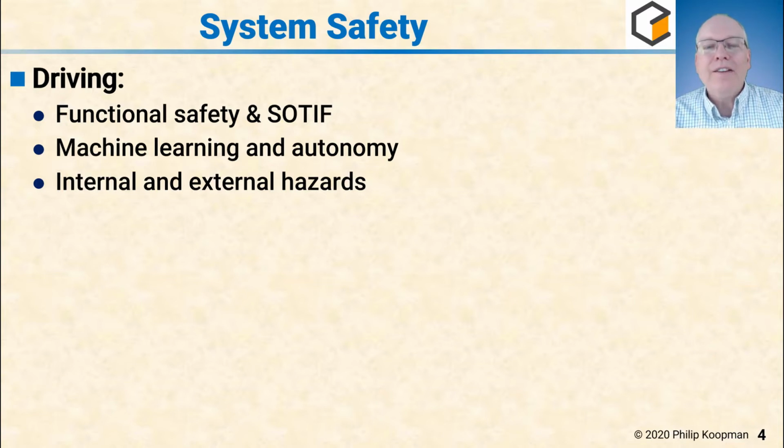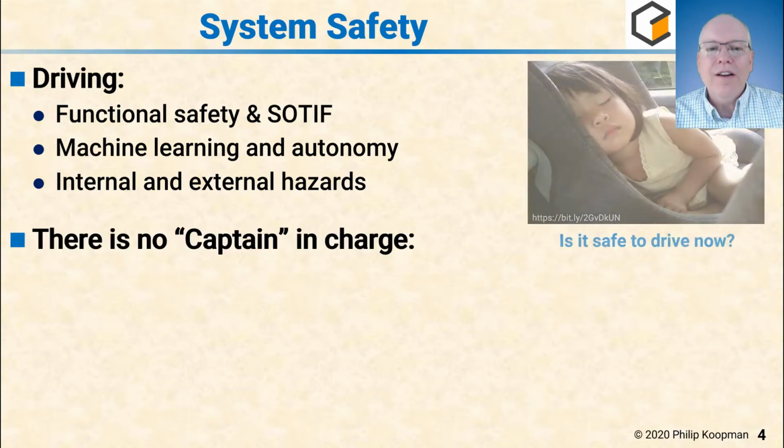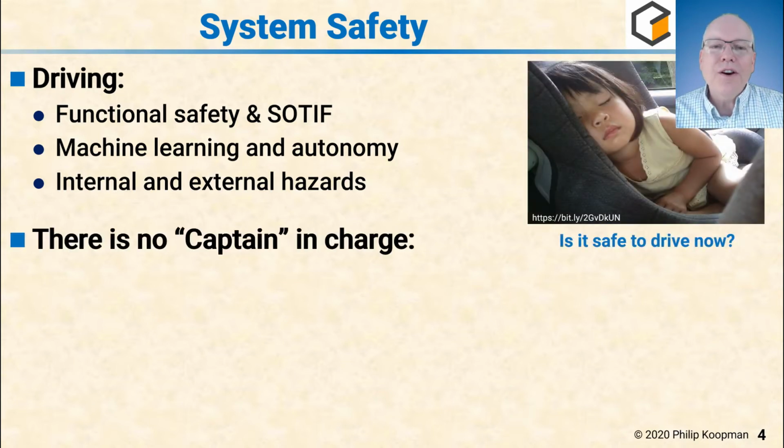But in fact, self-driving cars to be safe need to do more than just drive down the road. The issue is there's no captain of the ship, so to speak. So here's a nice, cute kid in the car seat. Is it okay to go? Well, no, of course not. There's no seatbelt. Somebody or something has to be in charge of all the things other than driving that also affect the safety outcomes.